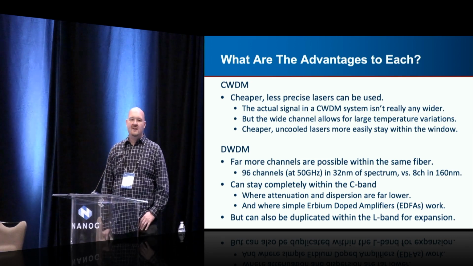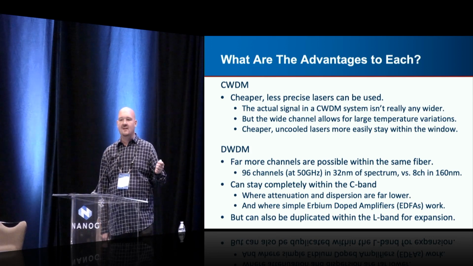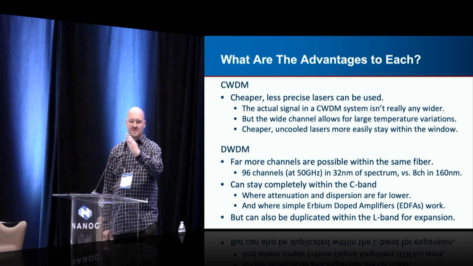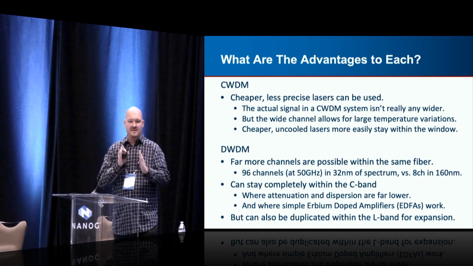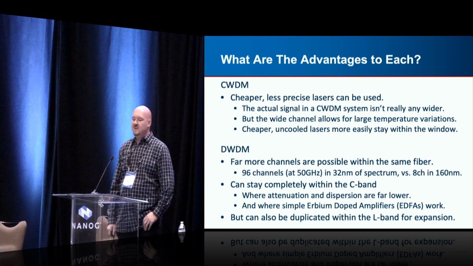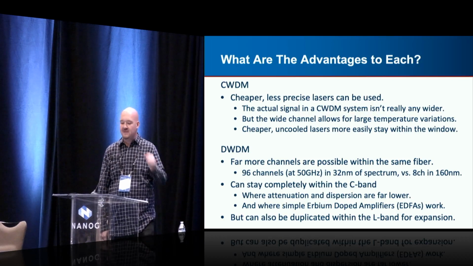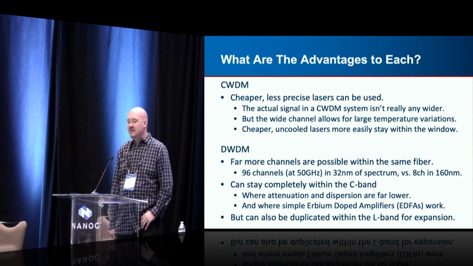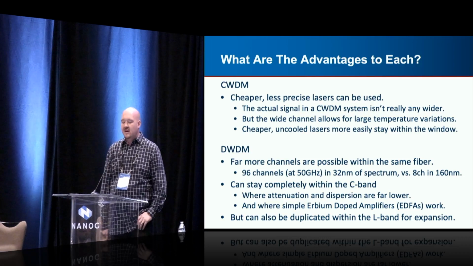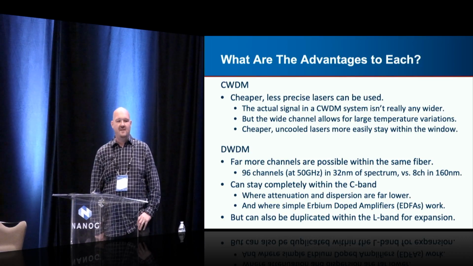The reason that it's a wide channel is because we get to use cheaper cooling systems. So as the laser heats up, it'll move this way. As it cools down, it'll move this way. And because we have this very wide channel, it really doesn't matter where it falls. It still fits in there. The DWDM systems are just more expensive from a cooling perspective. You can have far more channels on a DWDM system. So like I said, you can go up to 96 channels in 50 gigahertz in 32 nanometers of spectrum versus 8 channels at 160. So you can obviously have a lot more capacity.